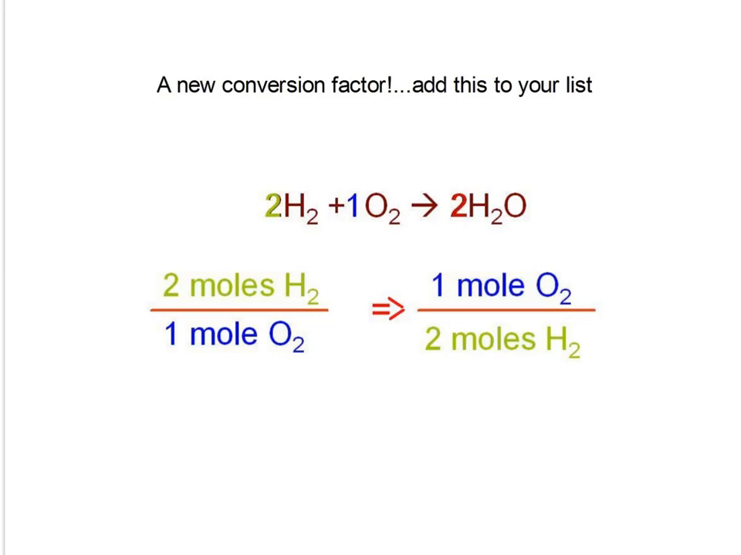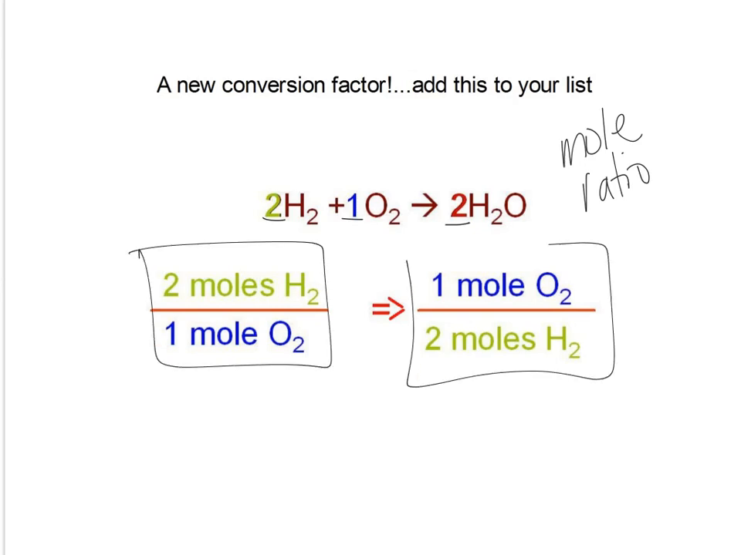So we have a new conversion factor. If you remember last time we made a whole list, and you need to add this one. This one's called a mole ratio, and we get this from the balanced chemical equation. These coefficients, if you remember, mean moles. So if I have 2 moles of hydrogen plus 1 mole of oxygen, I'll make 2 moles of water, and you can relate those quantities to each other. These are your mole ratios.